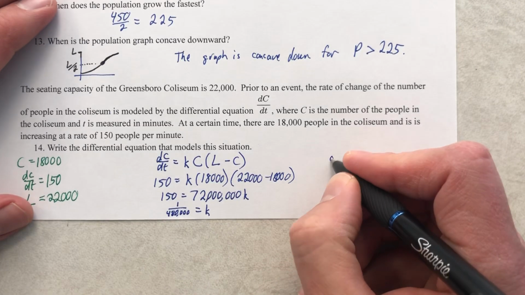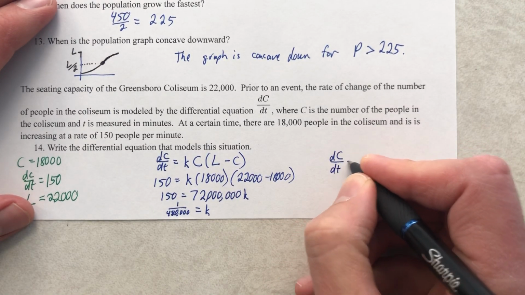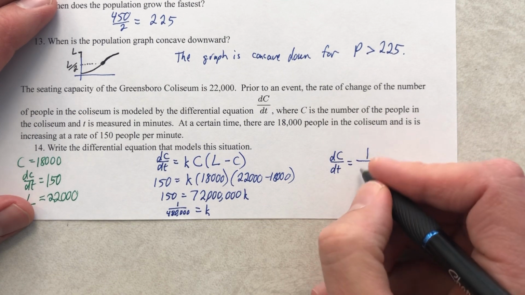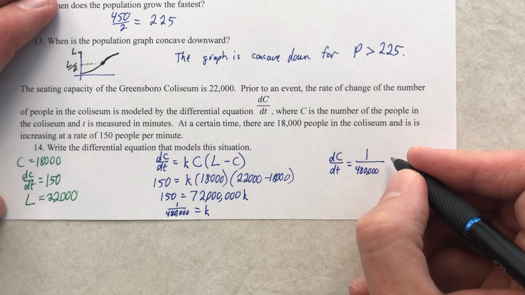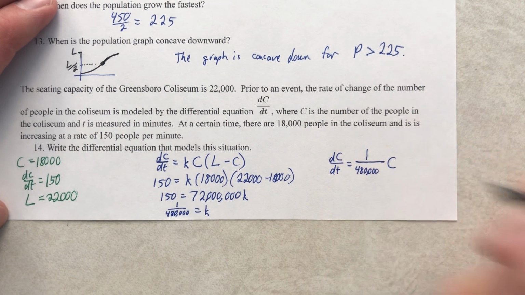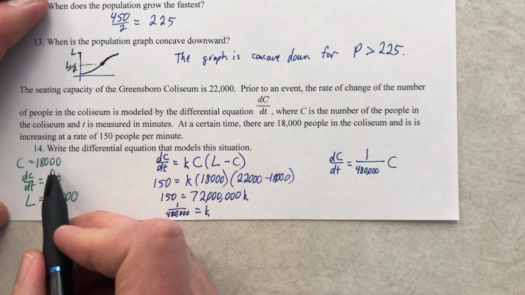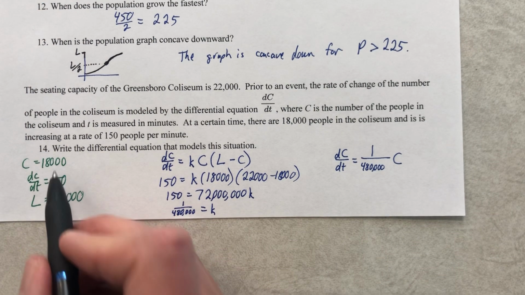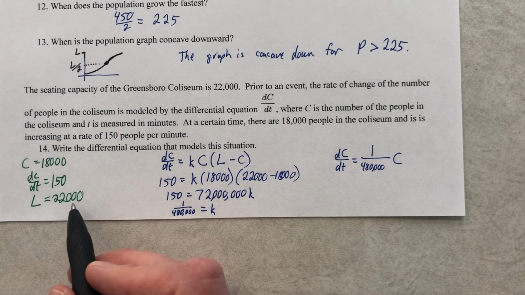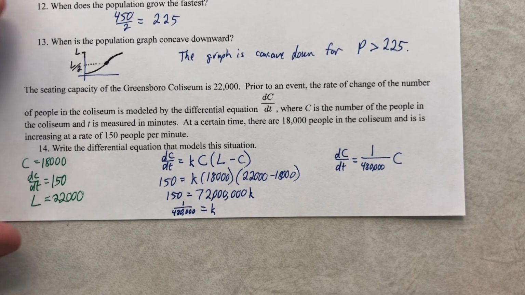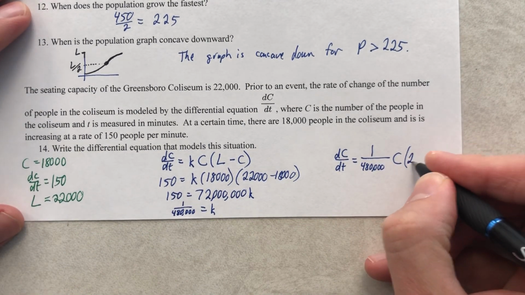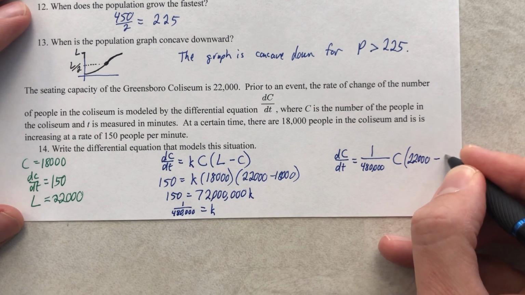So final answer is dC/dt equals 1 over 480,000, and then C, just C. Now, why don't we put 18,000? Because that was at a specific moment. k is a constant. Carrying capacity is a constant. The number of people in the Coliseum, not a constant. Rate of change, not a constant. 22,000 minus C.